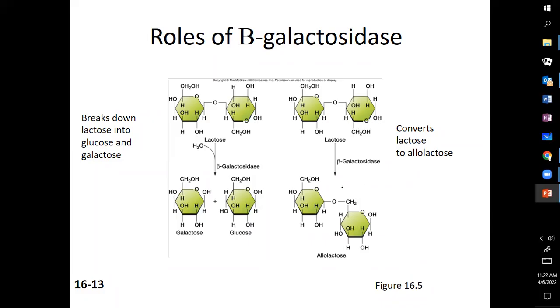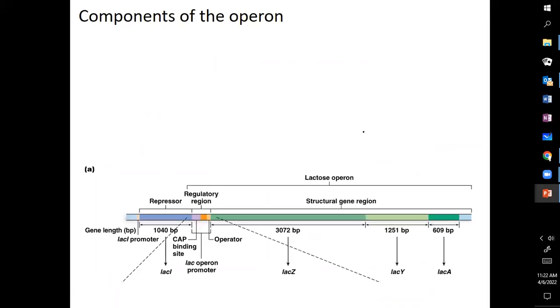We're not going to worry so much about this. This is lactose being converted to allolactose. We're not going to worry about that, but just recognize that there are multiple pathways that can occur in lactose metabolism. Let's take a deep dive into the operon: the components of the operon and then how the operon transcription is regulated.